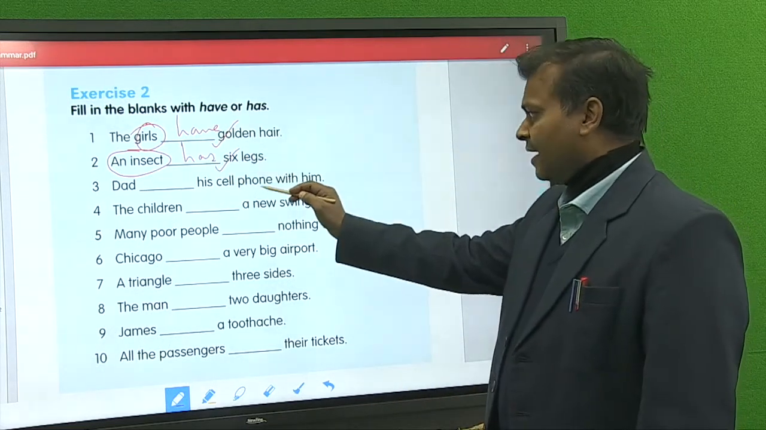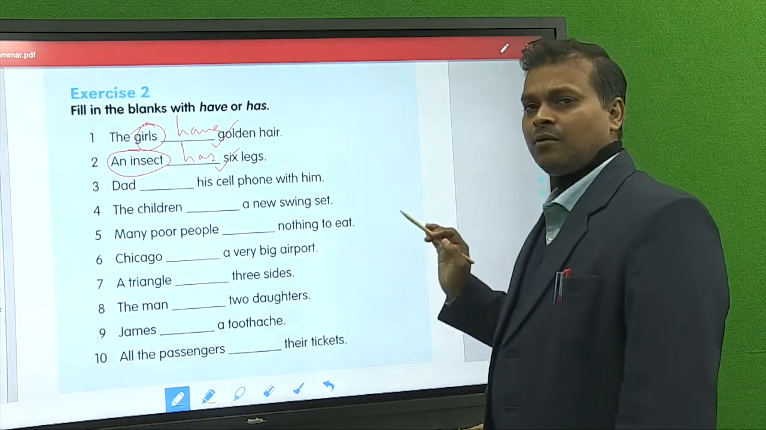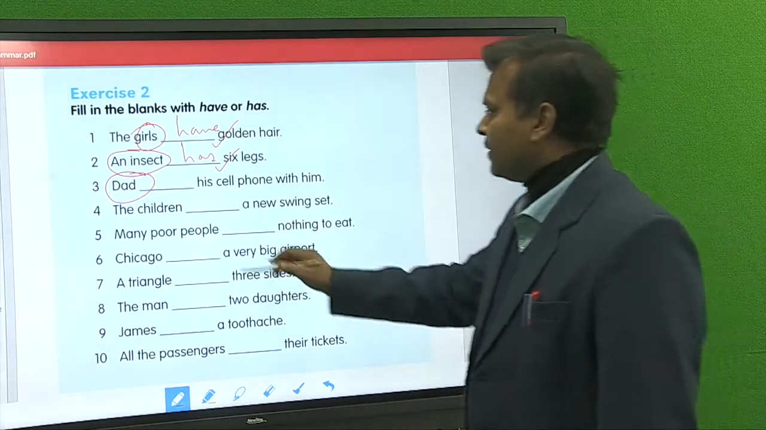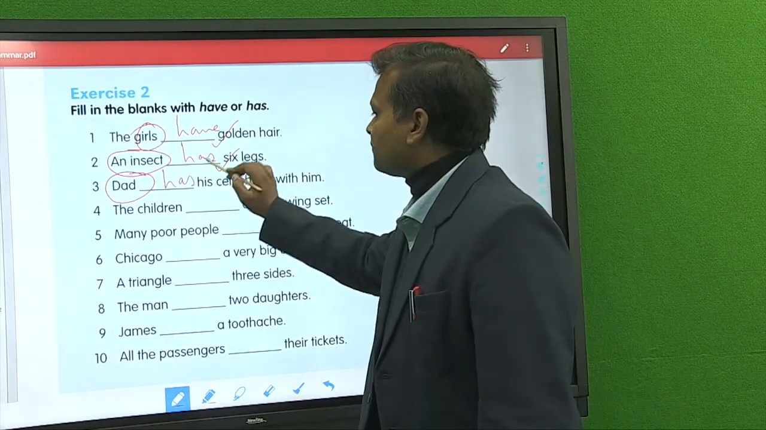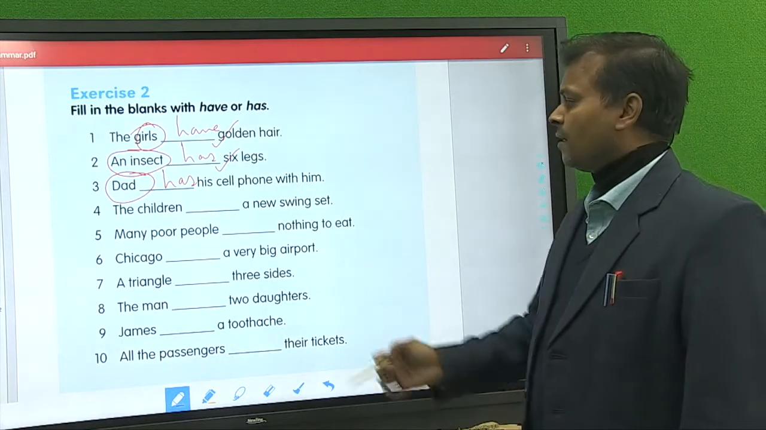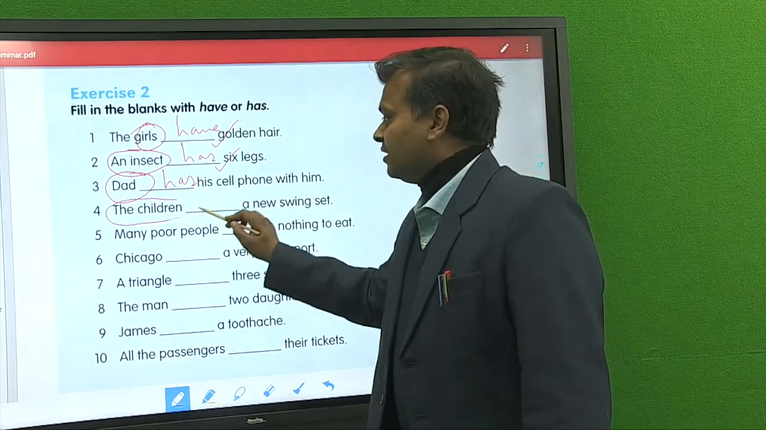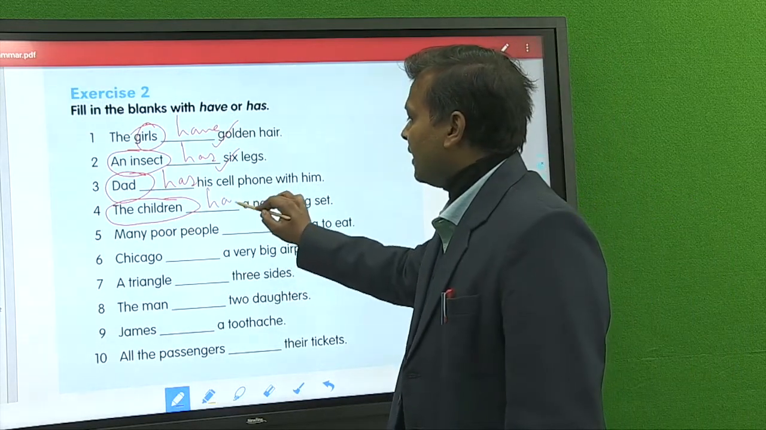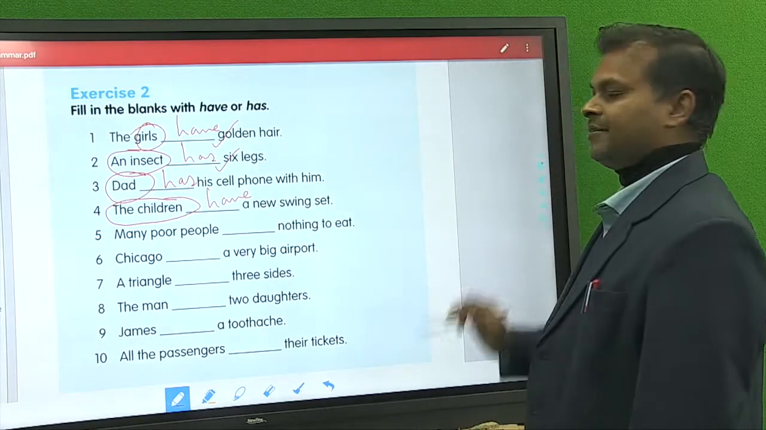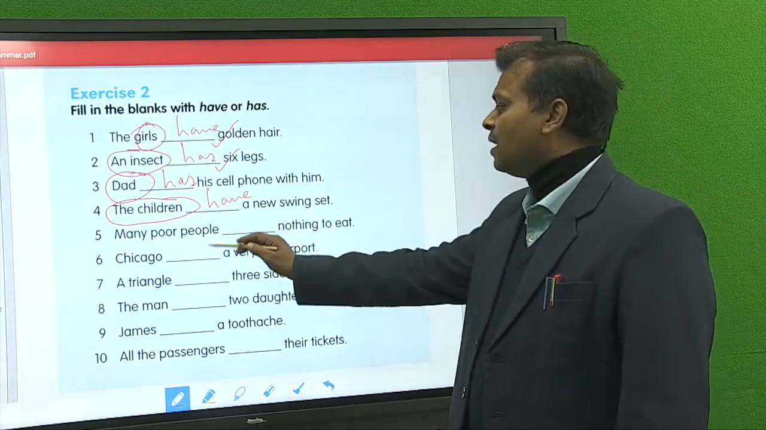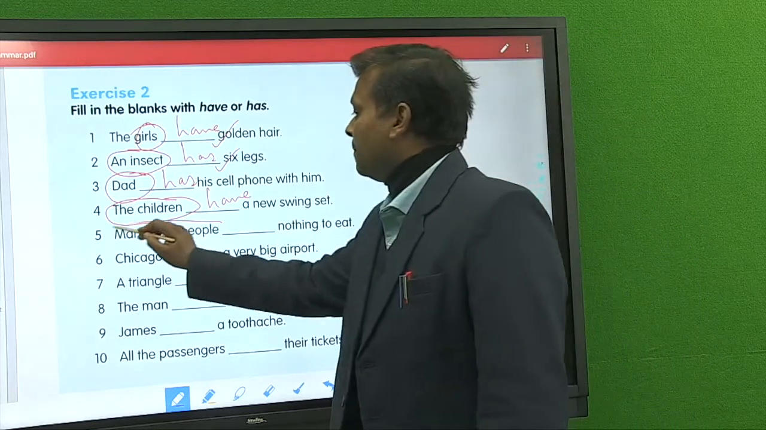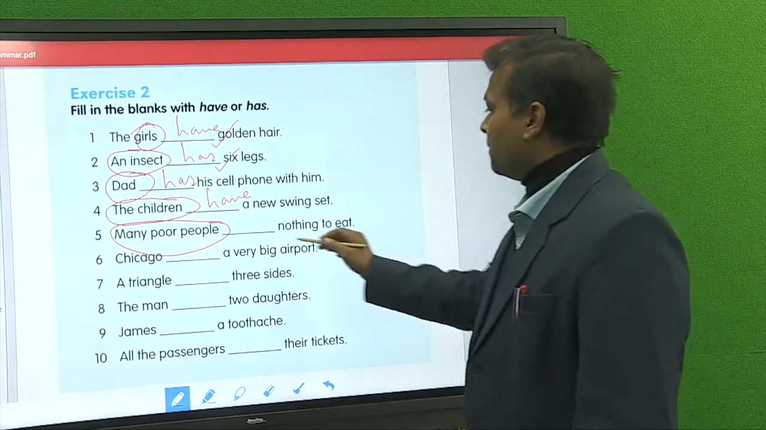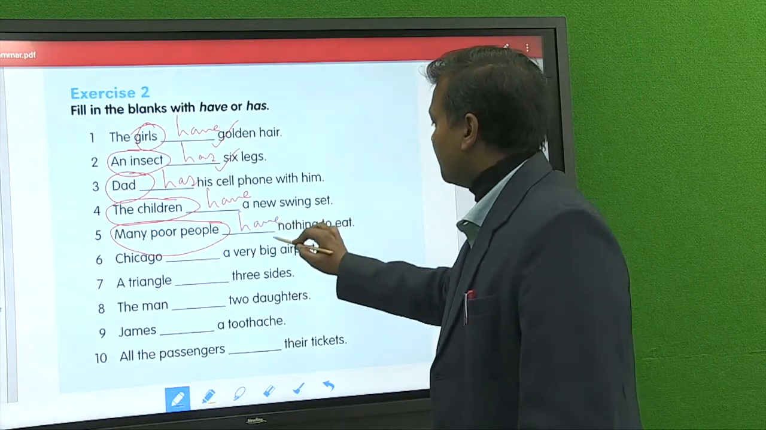Right? Number 3, dad dash his cell phone with him. What is dad here? Dad belongs to third person and singular number. That's why dad has his cell phone with him. Right? Number 4, the children. The children belong to third person and plural number. That's why we shall be using have. The children have a new swing set. Right? Next question number 5. Many poor people. It is not talking about singular. That's why it is third person plural number. Many poor people have nothing to eat.